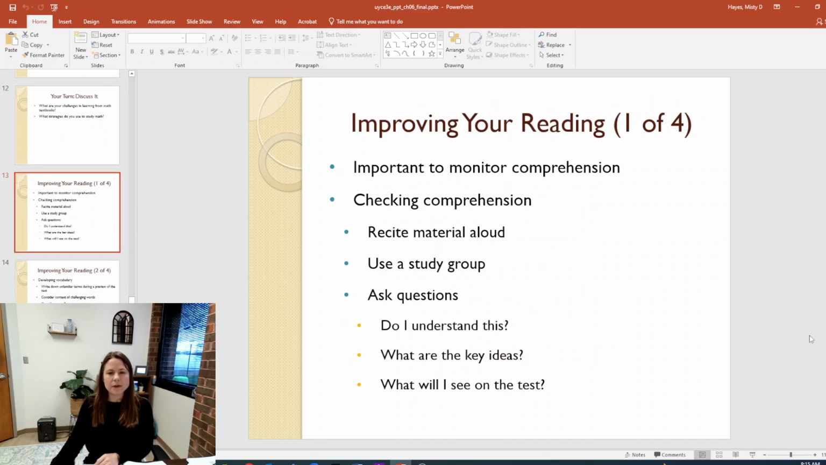Now the next important heading is talking about how you improve your reading. Well, it's important for you to make sure that you are always monitoring your comprehension. So you're going to do understanding checks. How you're going to do that is you can have a study group. You can make sure that if you're an oral reader, you're always reading the material out loud to yourself. You're going to ask yourself questions such as, do I understand this? What are the key points or key ideas? What do I think I'm going to see on the test?